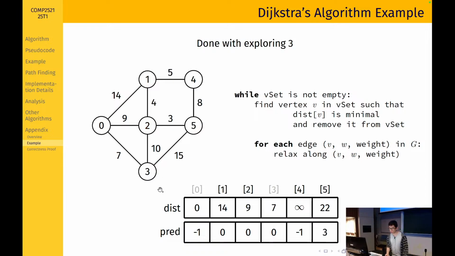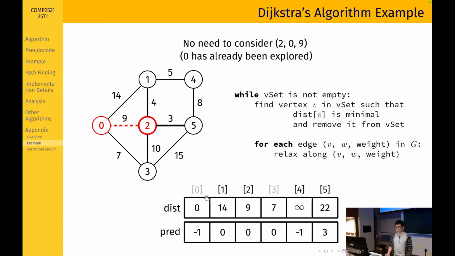So the next vertex we're going to remove is 2, because out of these 4 vertices, it's the one with the smallest distance. Okay, so we remove 2. And 2 now has 4 edges, 2 of which we need to consider, right? So we can ignore this edge going back to 0 because we've already removed 0 from the V-set.